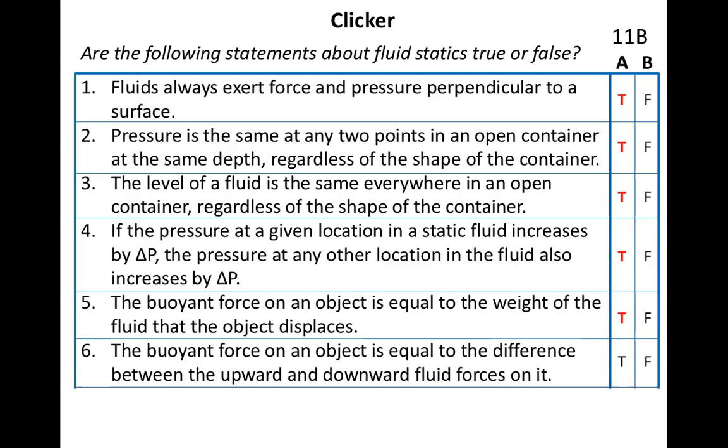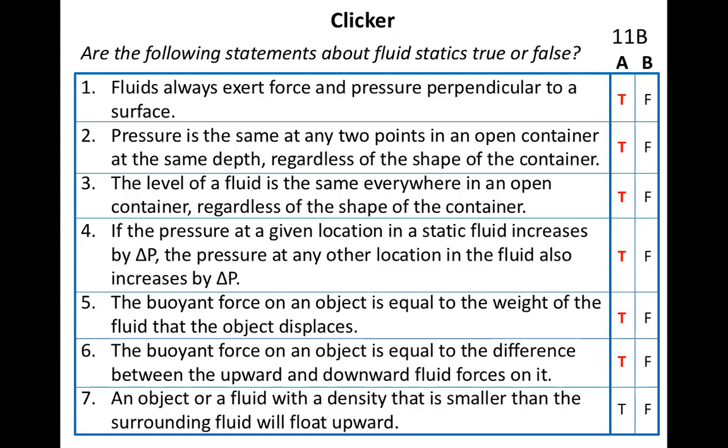Number 6, the buoyant force on an object is equal to the difference between upward and downward fluid forces on it. Yeah, that's right. That's a different way of putting it when you're analyzing the force, as you would to derive pressure versus depth, which we kind of did ourselves, not as well as we could have. An object or a fluid with a density smaller than the surrounding fluid will float upwards. Yes, you need a fluid if you're going to have this work, but that's fine. And that's the end of that.